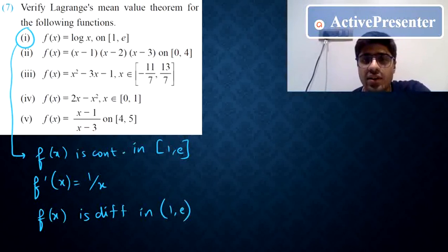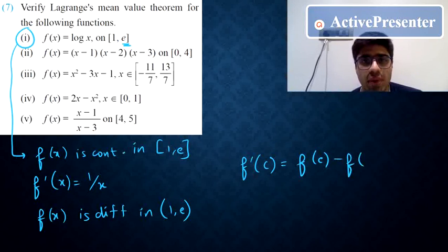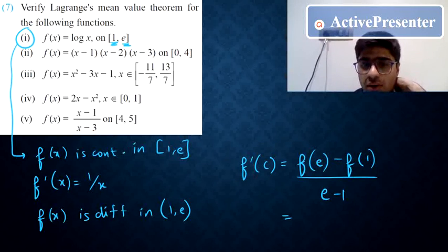Let's now go for finding the derivative. So we will say that let's find a point c in such a way that the derivative at x equal to c, which is f dash c, should be equal to f of b, that is f of e, minus f of a, that is 1, divided by e minus 1. Okay, f dash of c will be 1 upon c.